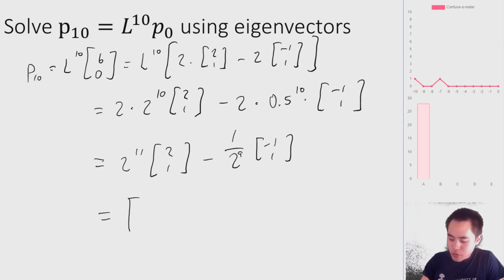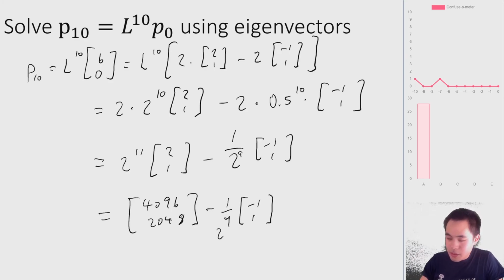And this is about equal to (4096, 2048) minus 1 over 2 to the 9th of (-1, 1), which is about equal to (4096, 2048).